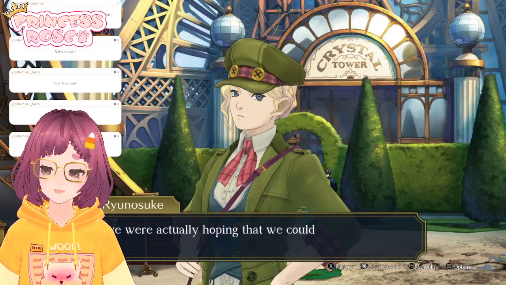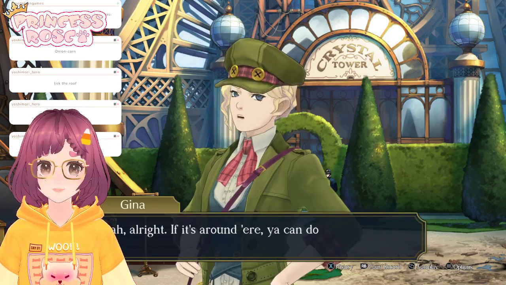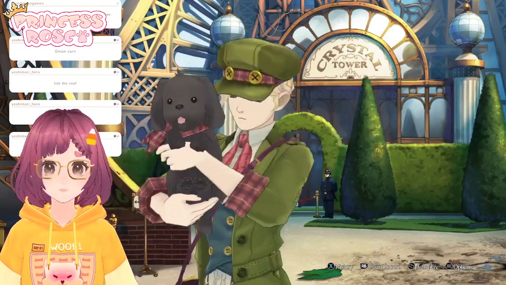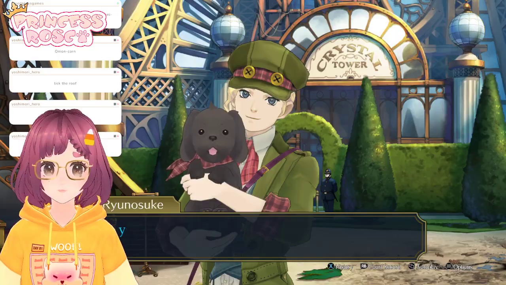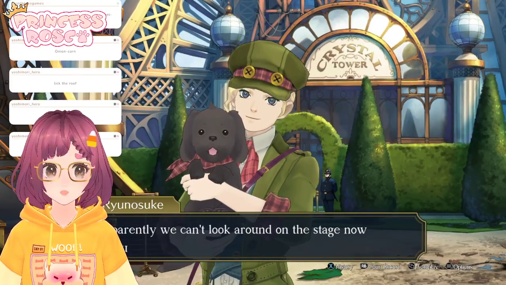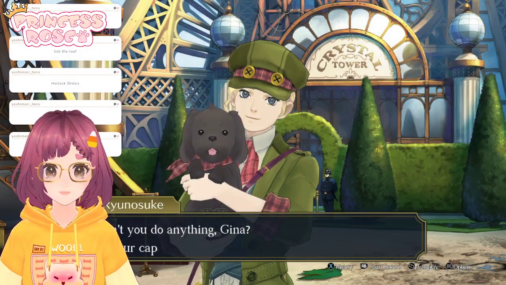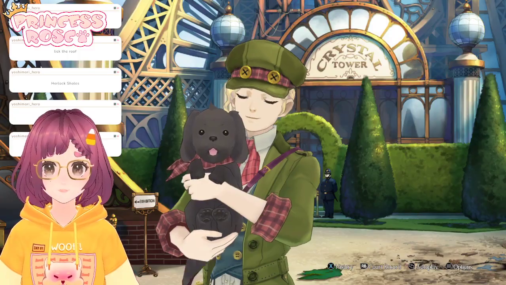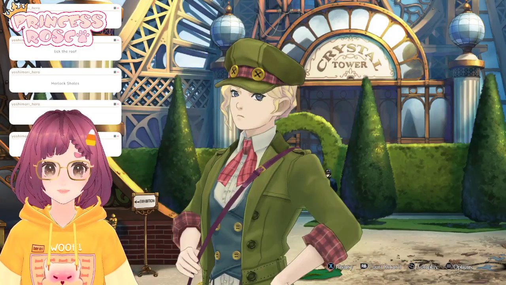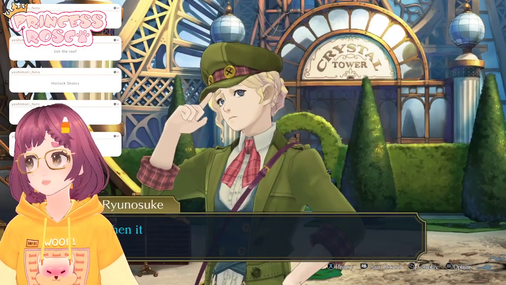Gina, we were actually hoping that we could investigate the scene again. Yeah, right. Okay, I see. Is that it? Wait, why is there a different dialogue? Apparently we can't look around on the stage now because the forensic investigation team are at work. Can't you do anything, Gina? In your capacity as Inspector Lestrade? Look, I'd like to help you out. But I'm just a trainee, ain't I? Ain't nothing I can do.